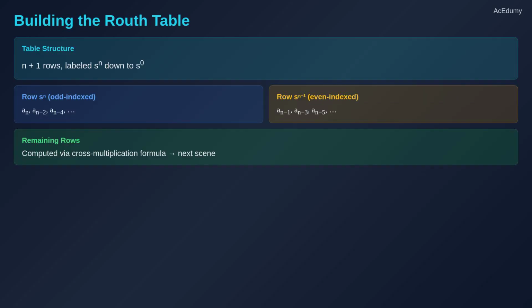Now let us build the Routh table. The table has n plus 1 rows, where n is the degree of the polynomial. The first two rows come directly from the coefficients. Row s to the n gets the odd indexed coefficients: a_n, a_(n-2), a_(n-4), and so on. Row s to the n minus 1 gets the even indexed coefficients: a_(n-1), a_(n-3), a_(n-5), and so on. Each row is labeled by descending powers of s.